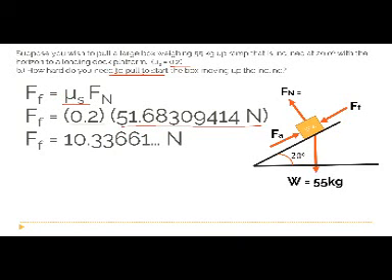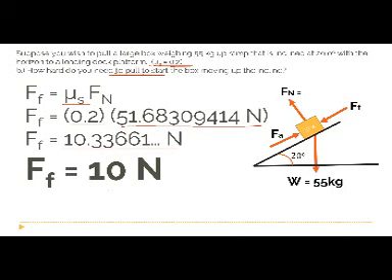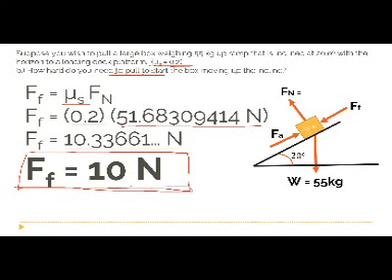So that is equal to 10.33661 and so on newton. Since the least number of significant figures is one, which is the mu sub S, we round this to one significant figure, and that is equal to 10 newton. So the frictional force, or the force due to friction, is equal to 10 newton.